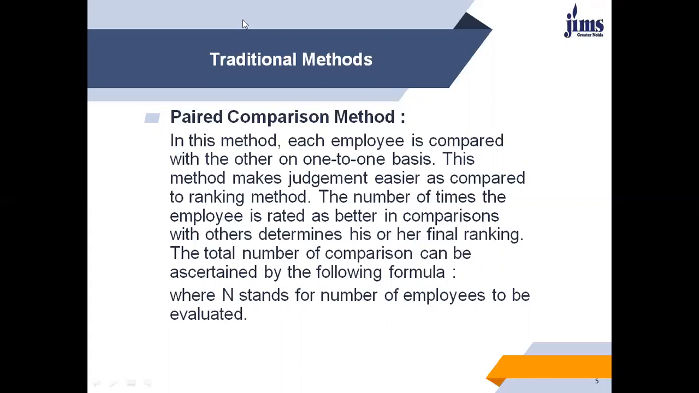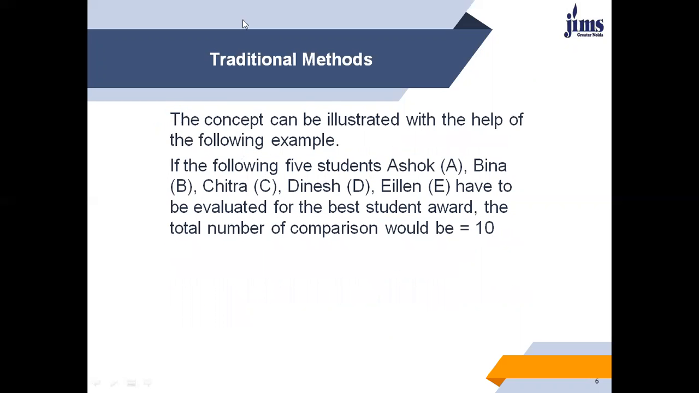The total number of comparisons can be ascertained by the formula, where n is the number of employees to be evaluated. The concept can be illustrated with the help of the following example. For example, in a class, the 5 students named Ashok, Beena, Chitra, Dinesh, and Alan have to be evaluated for the best student award, and the total number of comparisons would be 10.